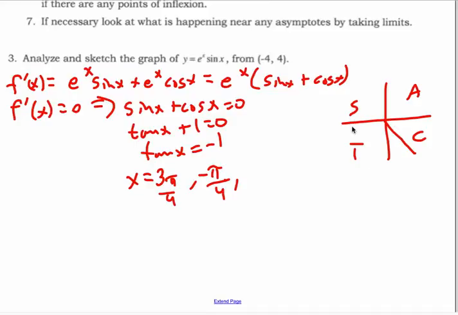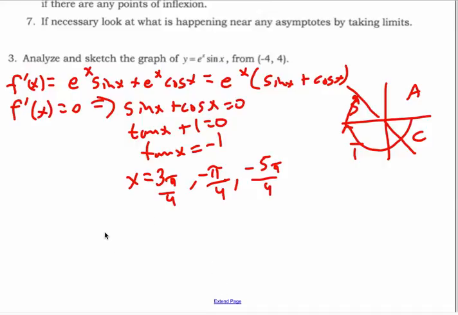And let's look at when we get up here. So this is negative pi, which is negative 3.14. If you go to negative 5 pi over 4, that, if you use your calculator, is actually negative 3.96, I think. So it is within our domain, so we have to consider that one too. So there are 3 critical values. Okay, and these are going to be our possible maximums or minimums, maybe points of inflection.